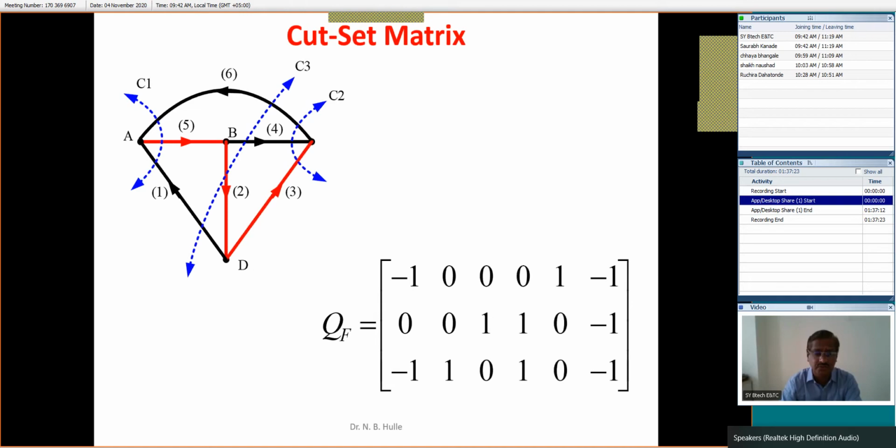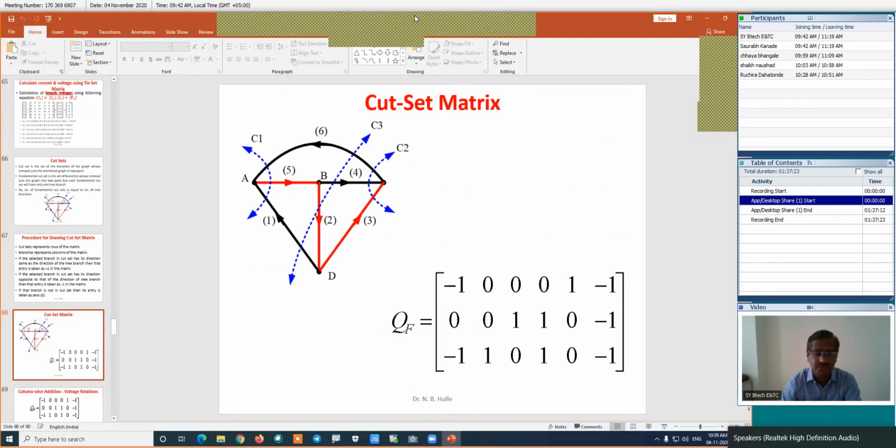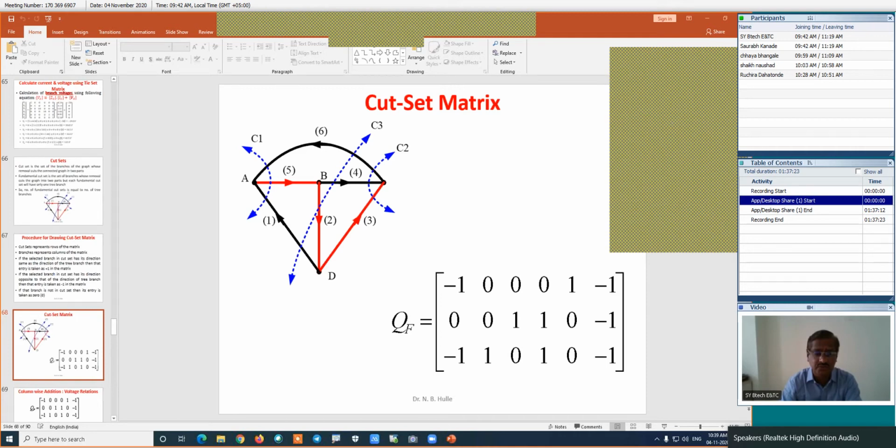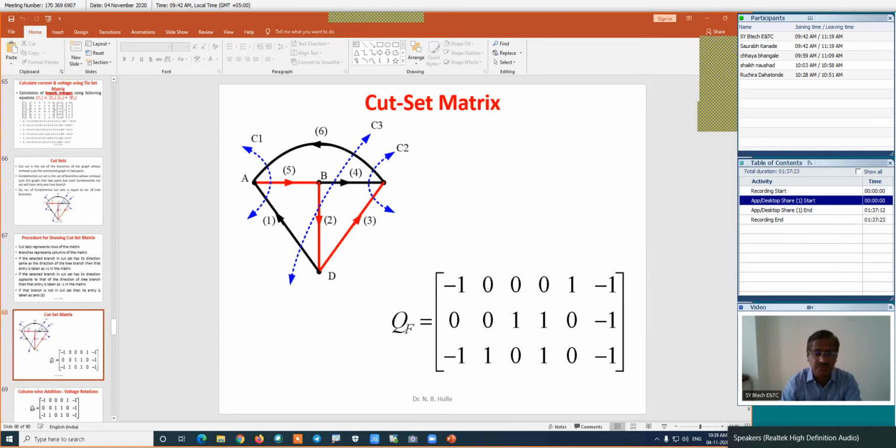Is it right? I will come back to you. I will discuss your difficulties and then I will proceed further. Yes, I will start with Chaya. Any difficulty in understanding this procedure for preparation of the cut set matrix? No, sir. Ruchira? Yes, sir. No difficulty. Then Saurabh? No difficulty, sir. I understood. Okay, I will come back to Naushad. Yes, sir. Have you understood this concept? Yes, sir.